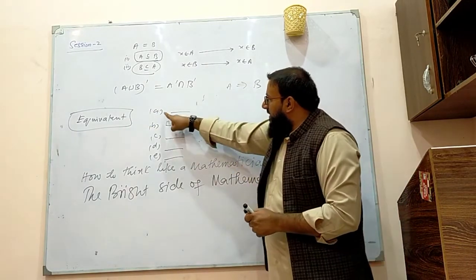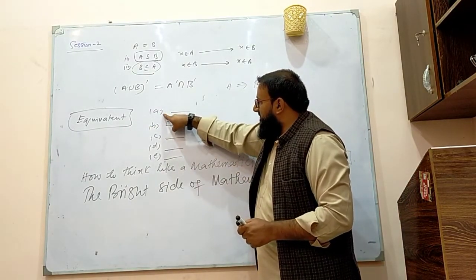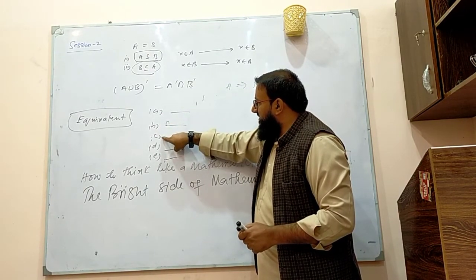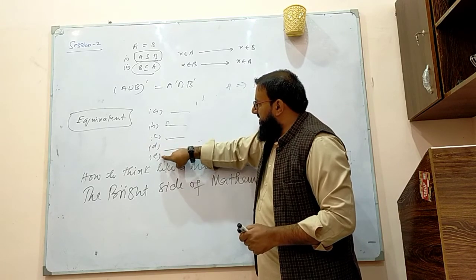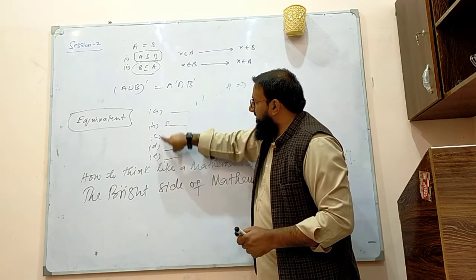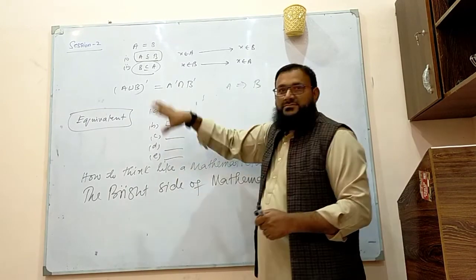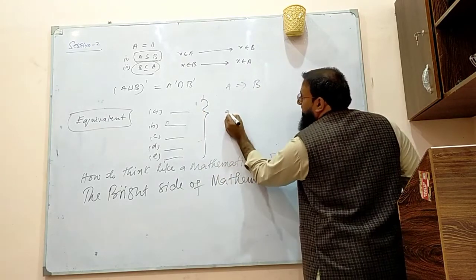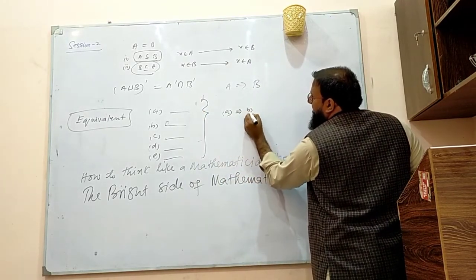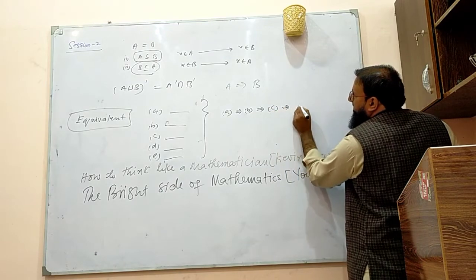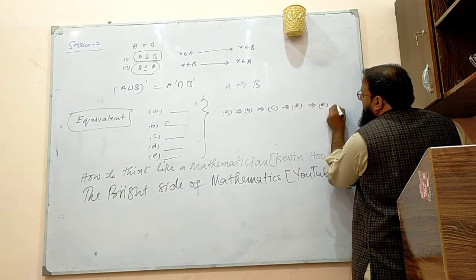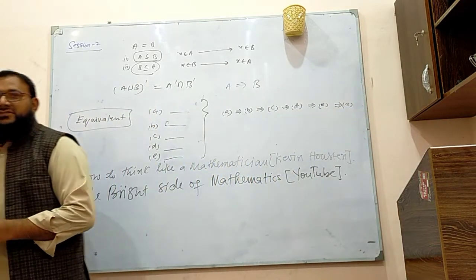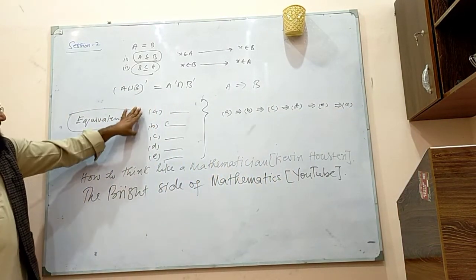It means that A implies B, B implies A, B implies C, C implies B, C implies D, D implies C, D implies E, E implies D, E implies A, A implies E, A implies C, C implies A. So this never ends. So they consider you only do this: A implies B, B implies C, C implies D, D implies E, E implies A. That's it. When you are done with this, the proof of this equivalence is done.